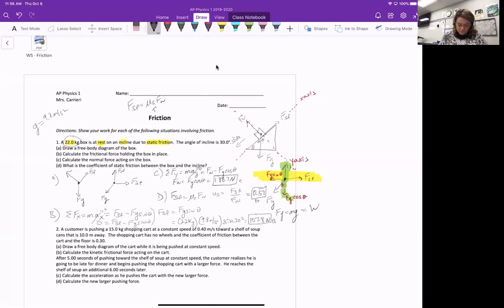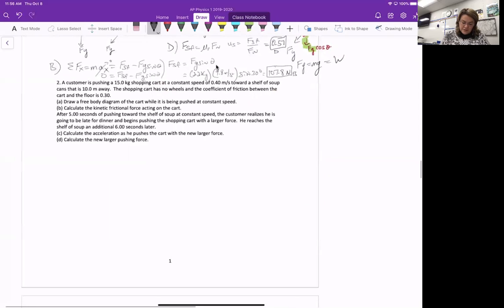There's D. A customer is pushing a 15-kilogram shopping cart at a constant speed. That's a very important phrase. That means acceleration is 0. That means the forces in that direction, whatever that direction is, which we'll call X probably, at that moment in time, those forces are equal to one another. Towards a shelf of soup cans that are 10 meters away. So I have some distance. We're going to draw a picture, by the way. A shopping cart has no wheels, and the coefficient of friction between the floor is 0.3.